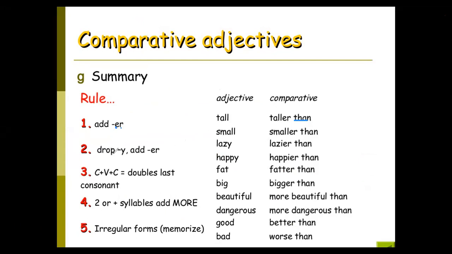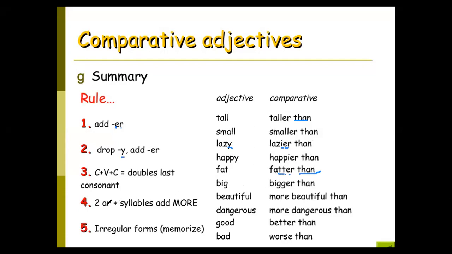But if I have an adjective of one syllable but with y at the end, what should I do? I will change the y to i and add er. Lazy will become lazier than, happier than, easier than. And rule number 3, if I have a word that has consonant, vowel, consonant, like fat, big, fit, what should I do? I should double the last consonant right here and put er and put than. Fatter than, bigger than, fitter than.